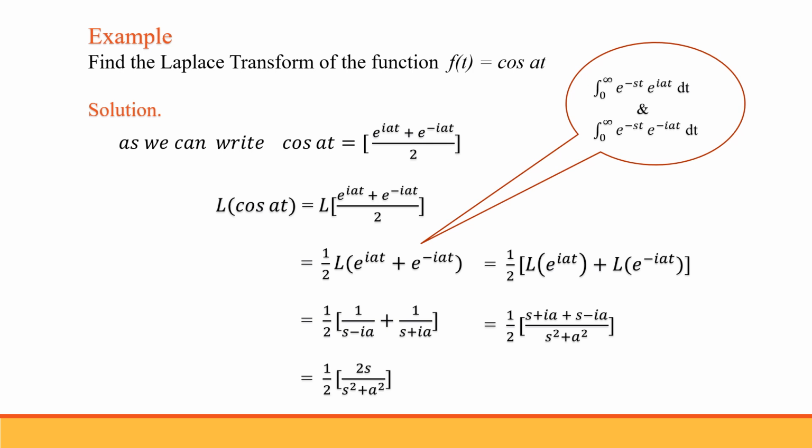ia and minus ia cancel out. s and s becomes 2s. 2 and 2 cancel out. We get s upon s square plus a square. So the Laplace transform of cos at we get as s upon s square plus a square.